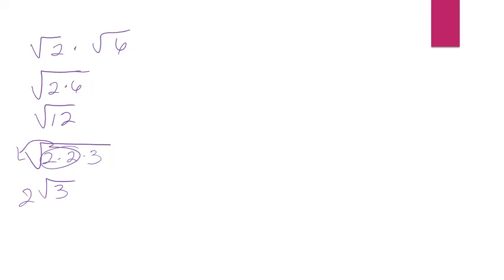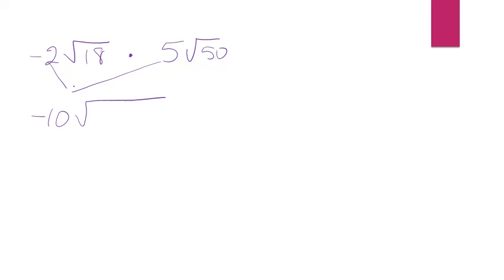We can also look at the fact that we have the square root of 2 times the square root of 2 times 3. Again, our 2 comes out, and we have 2 times the square root of 3. Either method is appropriate, and it may just depend on you and how you prefer to do it. Let's look at another example.